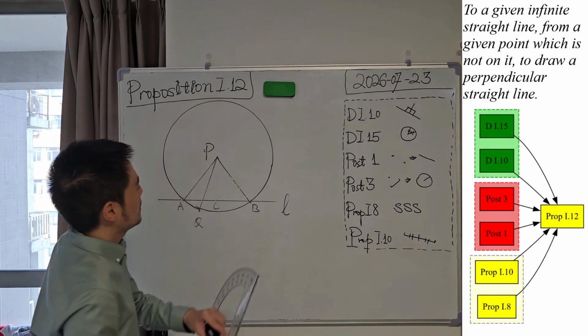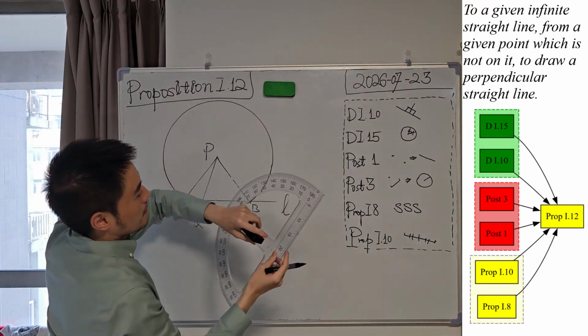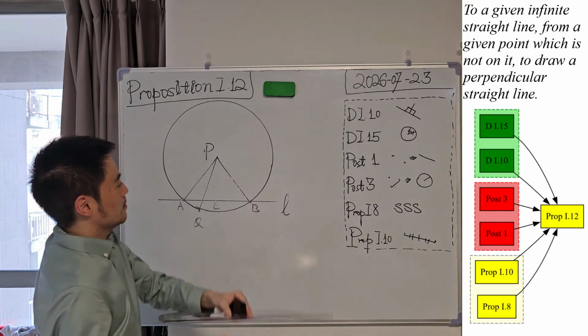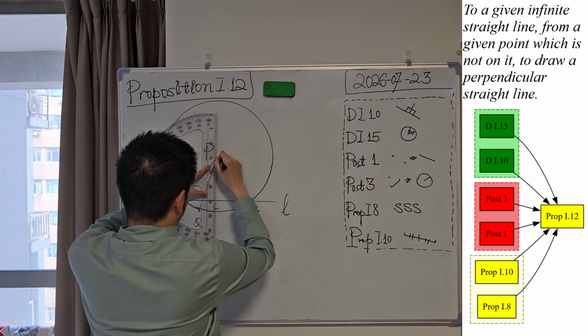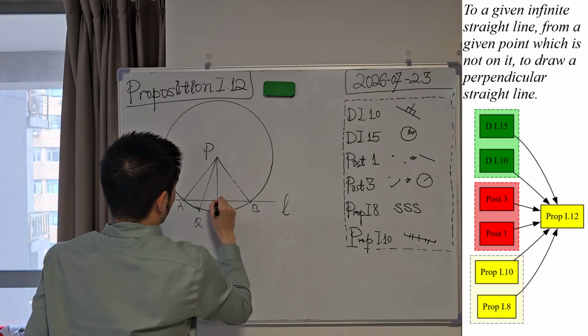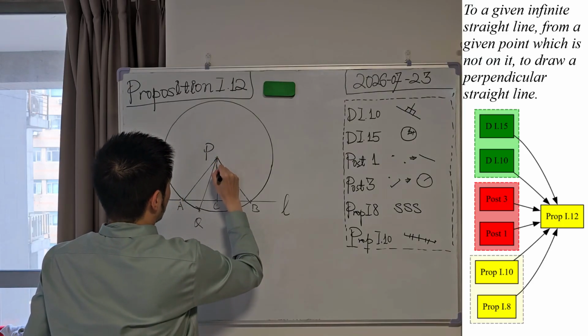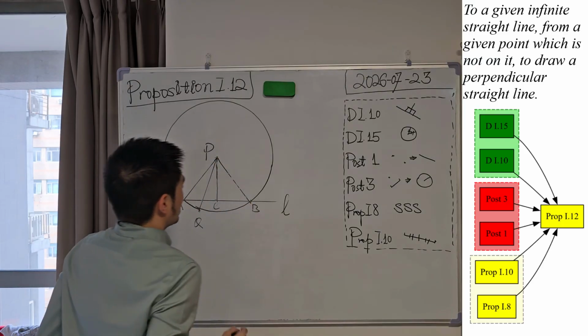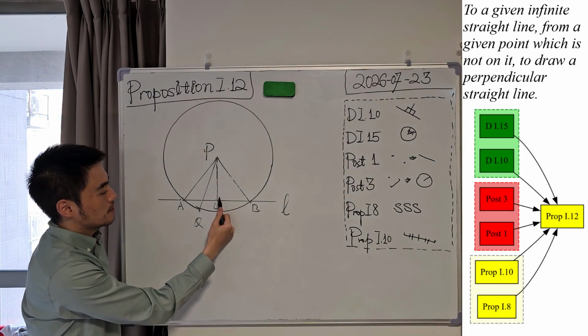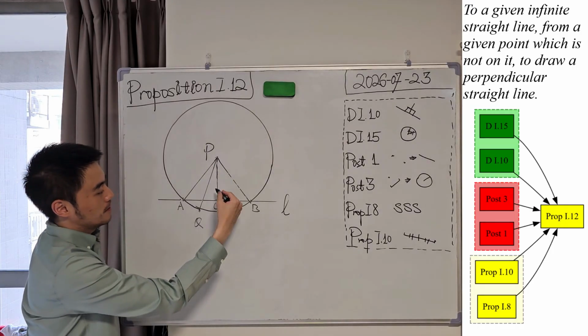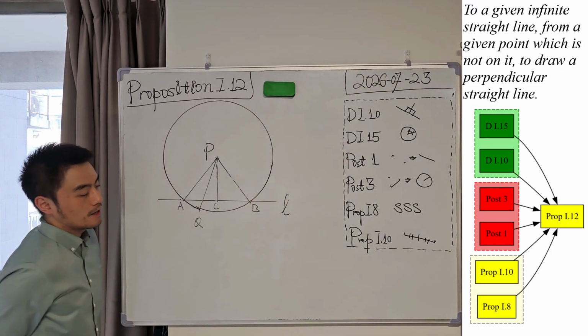Okay? And in the next step, let's use postulate 1 again to connect point C and point P. Okay, CP. So CP is the straight line we are looking for, which is perpendicular to L and goes through P. Okay, let's give it a proof.